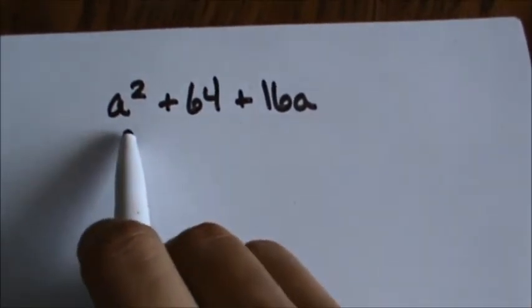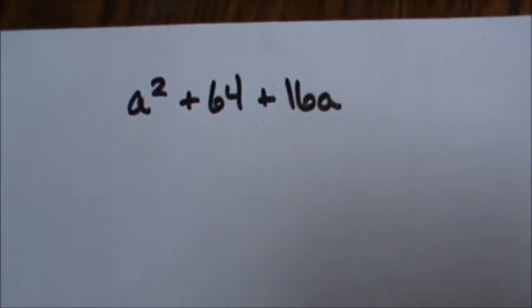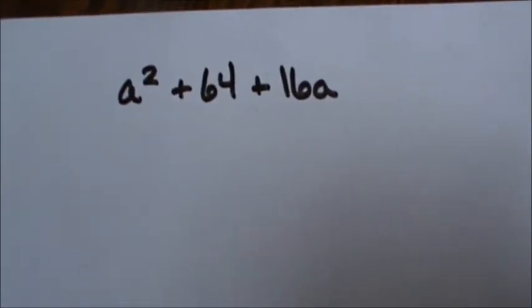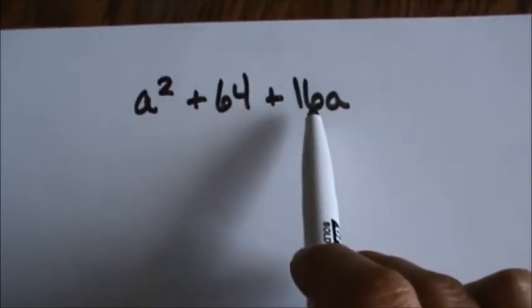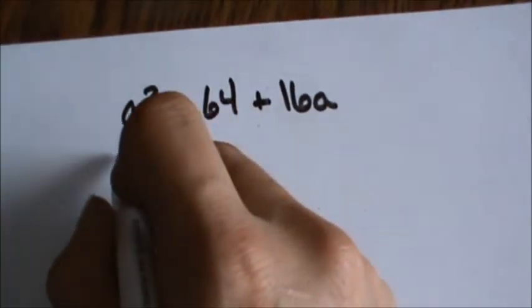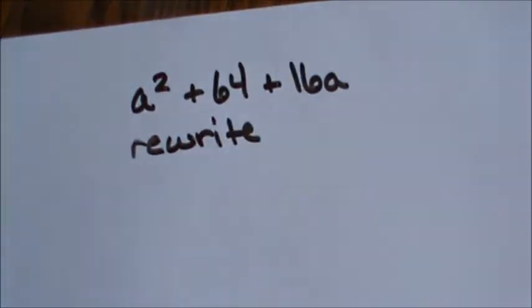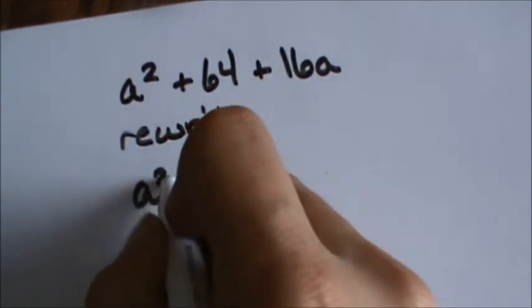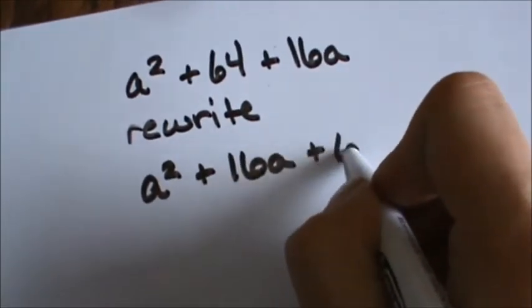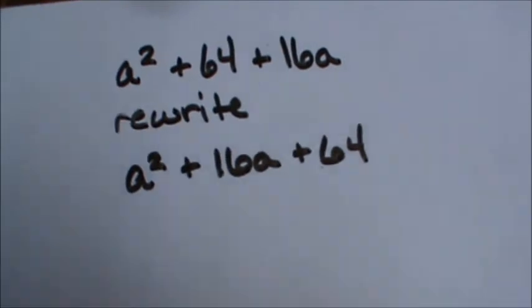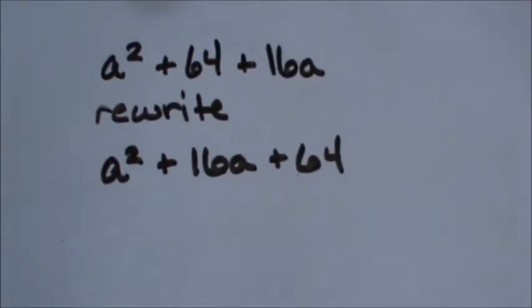Let's check now if this is a perfect square, and if so, can we factor it? Now, the first thing I notice with this problem is that it's not written in standard form, and we're going to want to rewrite it. You always want your terms in order from the highest power to the lowest power. And 64 has the lowest power because there is no a there. If you don't do this, our check will not work.